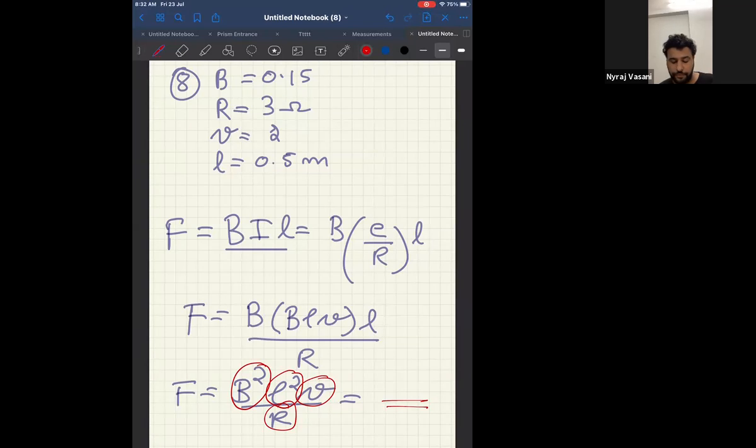Switch on your cam, all of you. When you simplify, you will get the answer as option A. Just check. When you simplify, you'll get the answer as option A.